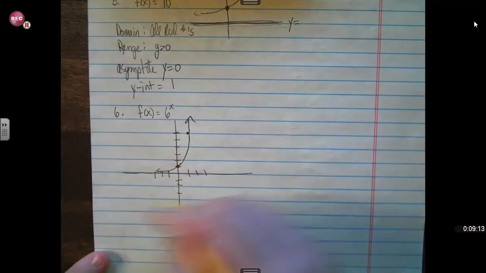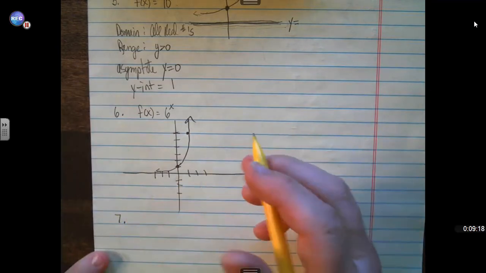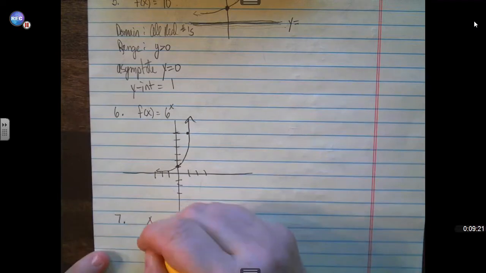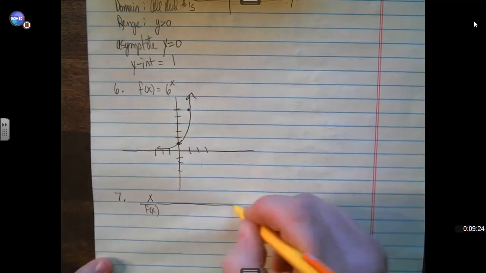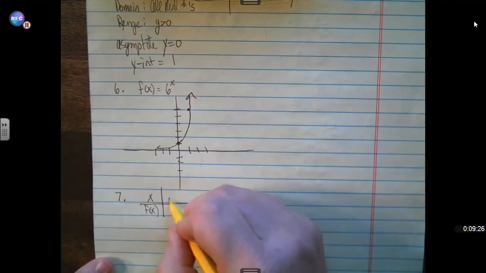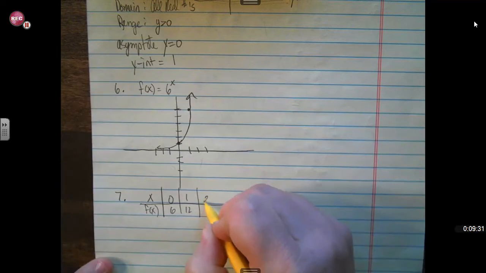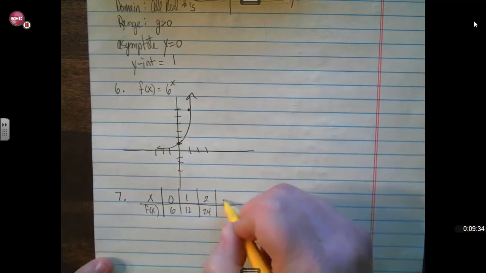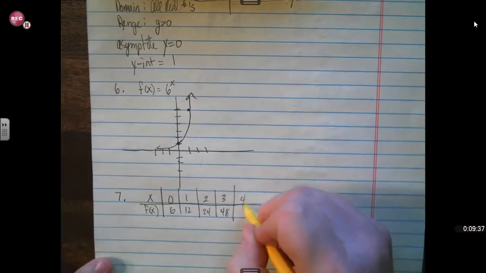Number 7 has a table of values. It gives you the x values and the f of x values, the y values. And it gives you that at 0 is 6, 1 is 12, 2 is 24, 3 is 48, and 4 is 96.